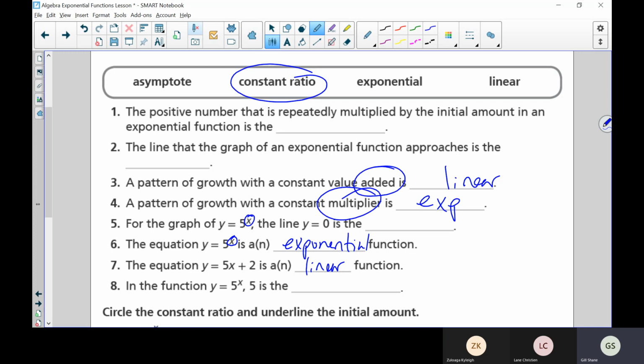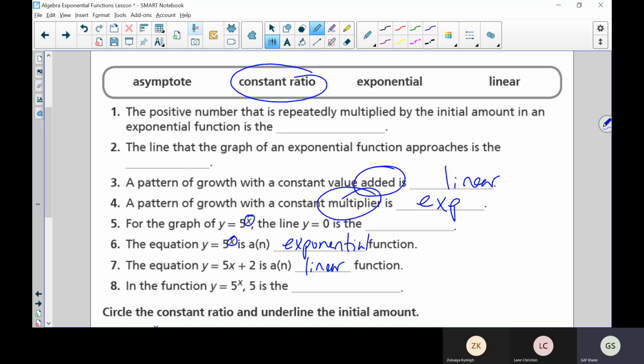In the function y equals 5 raised to the x power, 5 is the what? Exponent. No, that's totally wrong. 5 isn't even an exponent. Maybe, but you've got to use those words.